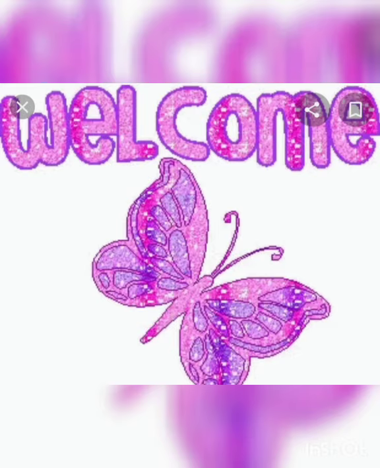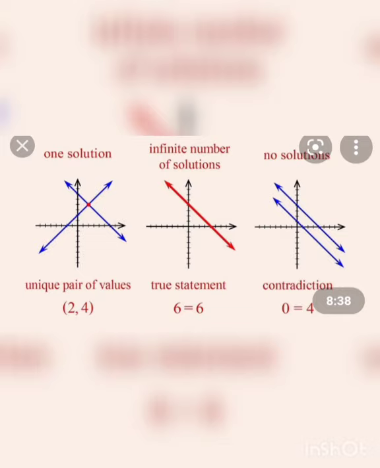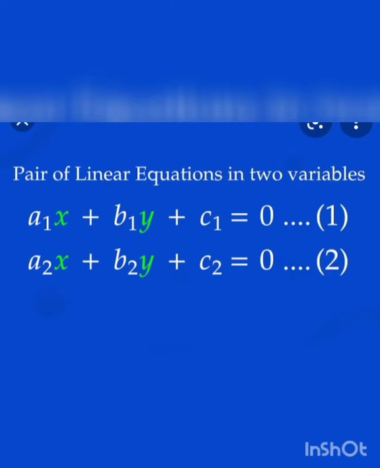In this video, we shall discuss whether the given pair of linear equations in two variables is consistent or inconsistent. What is the general form of a pair of linear equations in two variables? The general form is a1x plus b1y plus c1 is equal to 0, a2x plus b2y plus c2 is equal to 0.